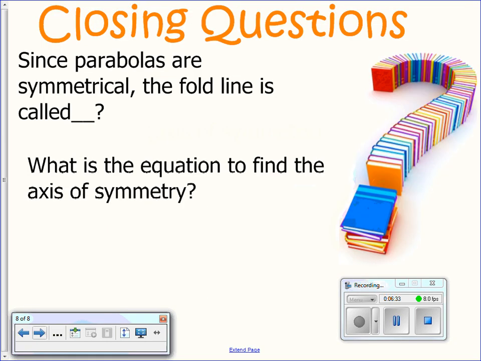All right, since parabolas are symmetrical, the fold line is called the axis of symmetry. And what is the equation to find the axis of symmetry? Negative b over 2a.